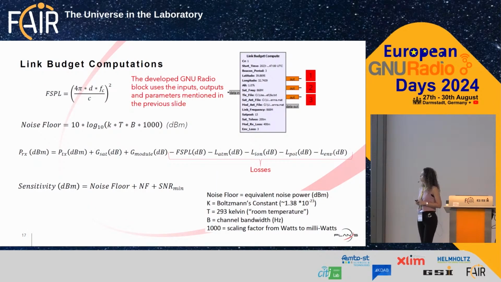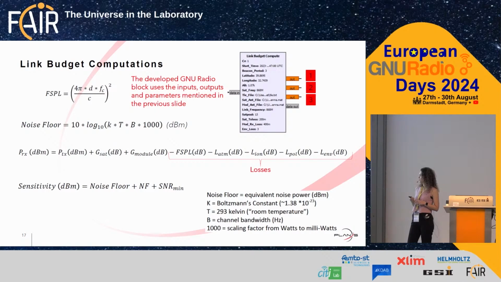And the developed GNU Radio block for this link budget computation, you can see the parameters and input data and output data are used, mentioned in the previous slide. So free space path loss is expressed in the equation; it depends on the carrier frequency and the distance between satellite and module.